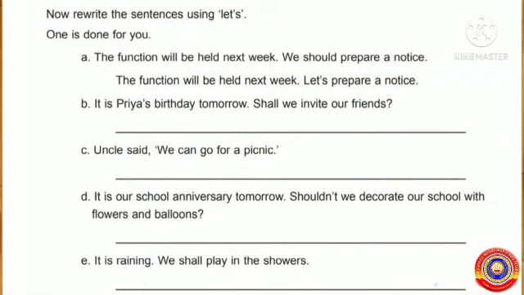It is Priya's birthday tomorrow. Let's invite our friends. C. Uncle said we can go for a picnic. Here, the sentence we can go for a picnic is converted into let's go for a picnic. So the sentence is Uncle said let's go for a picnic.